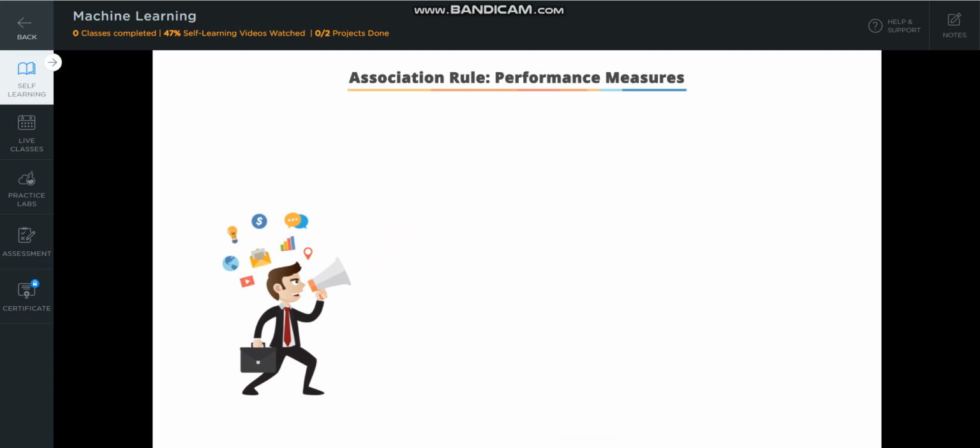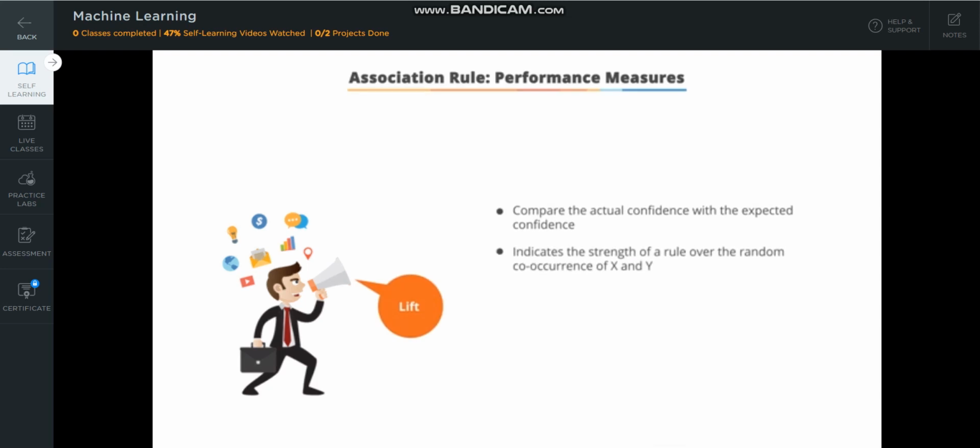A third metric called lift can be used to compare actual confidence with the expected confidence. It indicates the strength of a rule over the random co-occurrence of X and Y. It is calculated as the number of times X and Y occurred divided by total occurrence of X multiplied by total occurrence of Y.